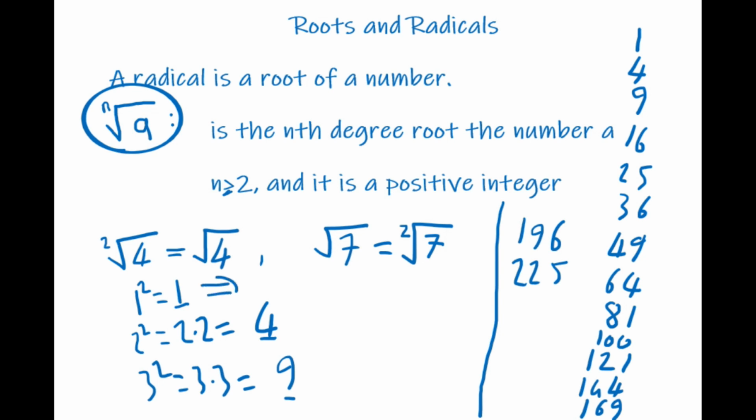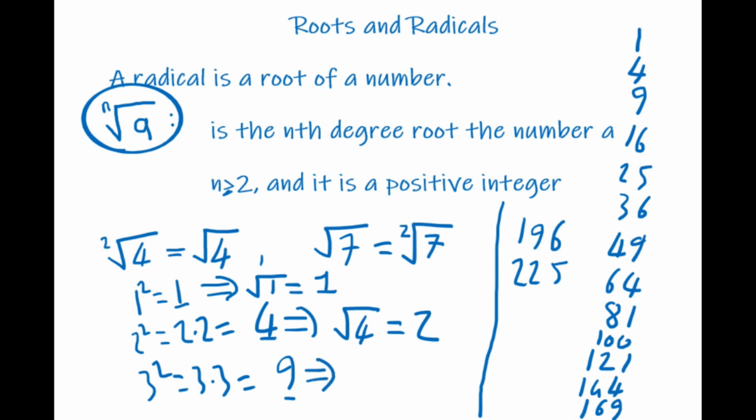Because 1 square is 1, if you take the square root of 1, this is gonna be 1. Why? Because the square root of 1 tells us that if you multiply a number by itself, it's gonna be equal to 1. What is that number? It is 1. Because 2 square is 4, the square root of 4 is 2. Why? Because the square root of 4 tells us that if you multiply a number by itself, it's going to be equal to 4. What is that number? 2.